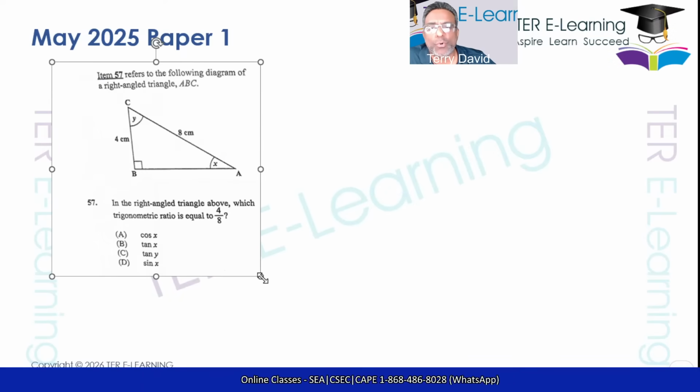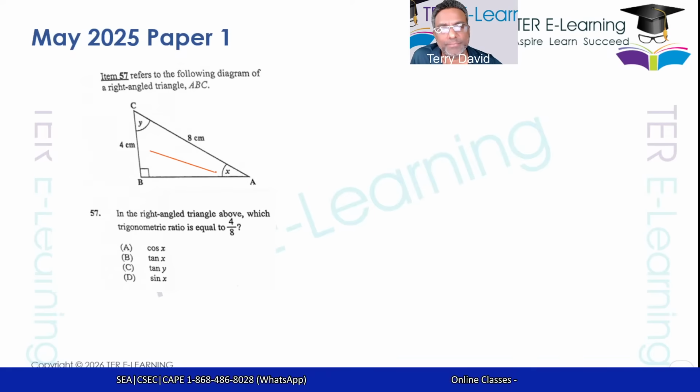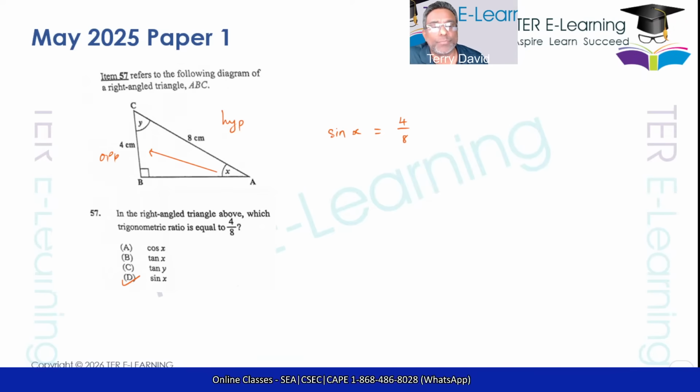All right, so they want to know what ratio represents 4/8. First of all, if we use the x here, this here would be considered our opposite, and this here is your hypotenuse. So if we say sine of x is opposite over hypotenuse, that'll be 4/8. So therefore sine x is what we're looking for. The answer is going to be D, right? The answer is D.